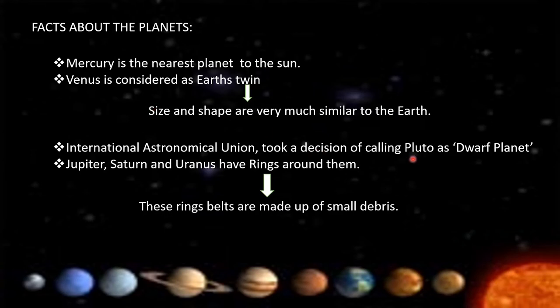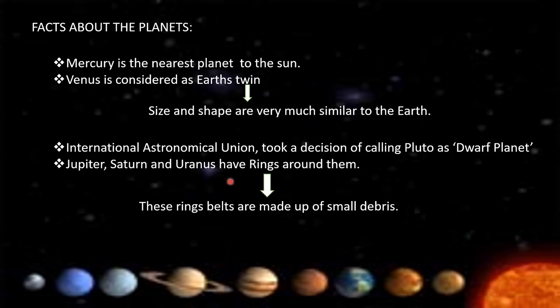The answer is Venus. And there was a planet named Pluto, which was considered a planet before, but the International Astronomical Union, in August 2006, announced Pluto as a dwarf planet. It is not considered among the planets now. Okay, it is a dwarf planet. Before 2006, we had 9 planets in the solar system, but now we have 8 planets. Pluto is taken out from the sequence and is now named a dwarf planet.